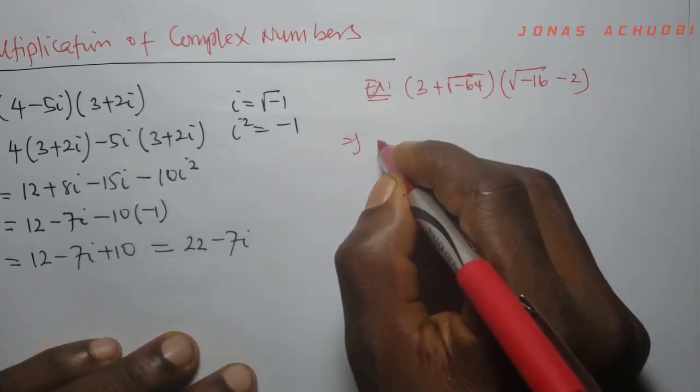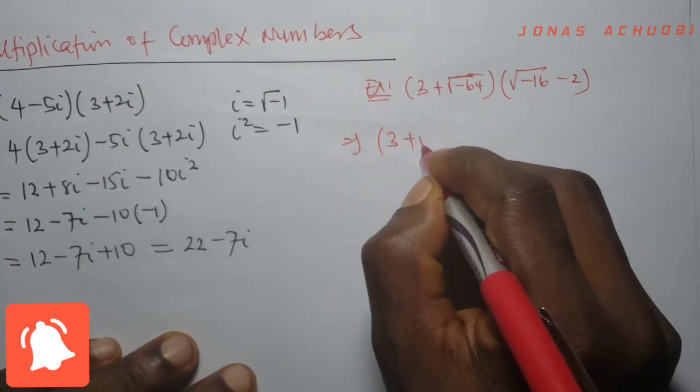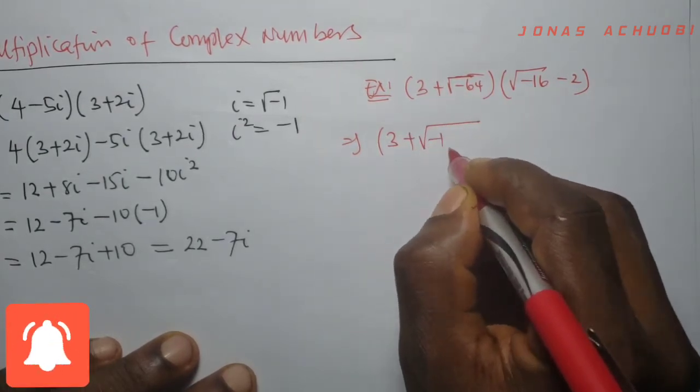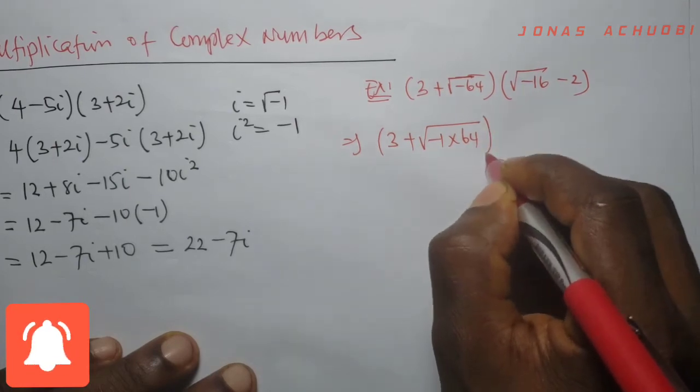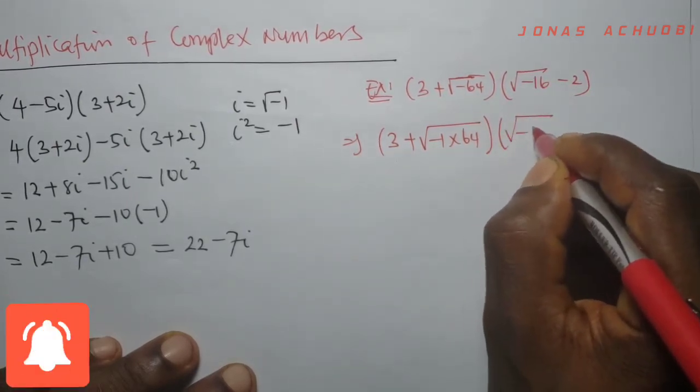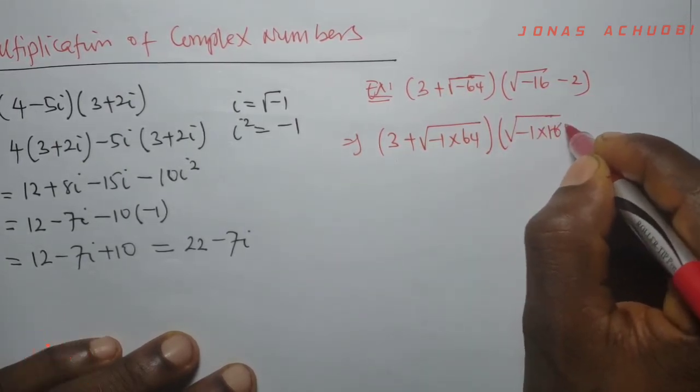How? So this means 3 plus... Now you know already that I can write this as minus 1 times 64. We can write this one as minus 1 times 16 minus 2.